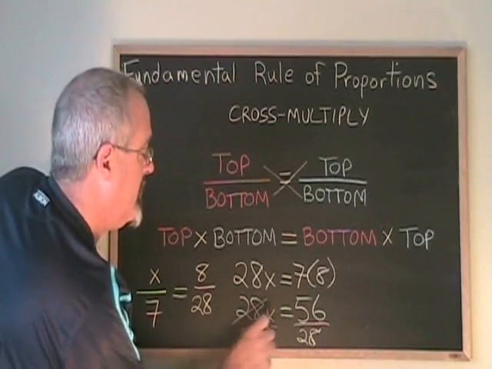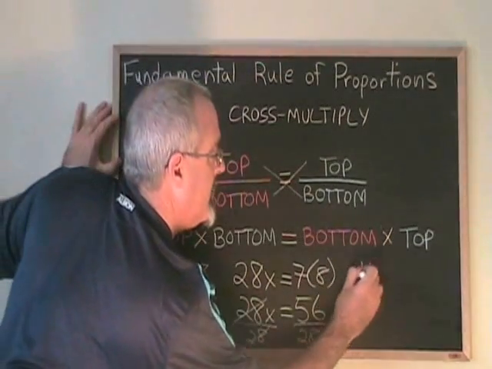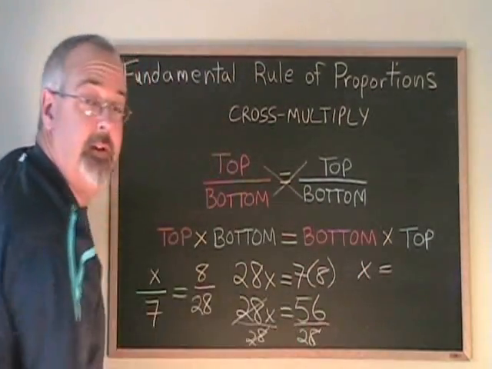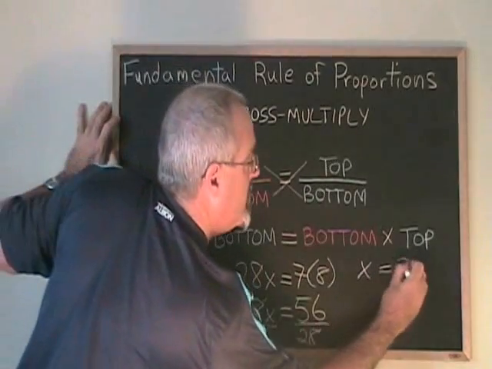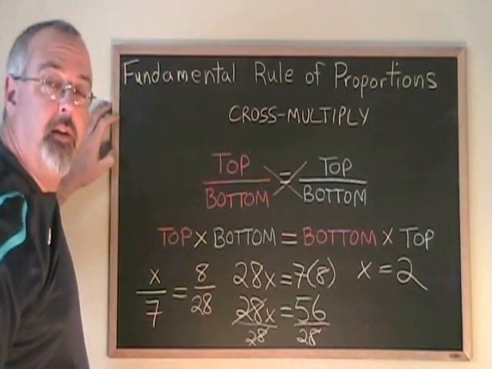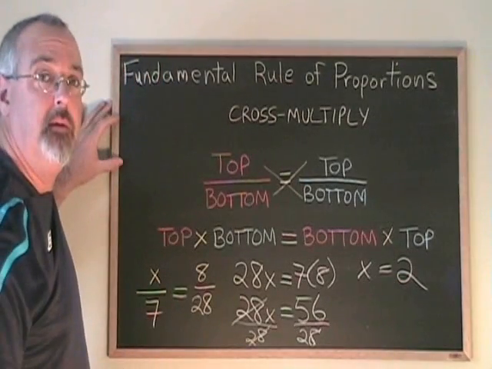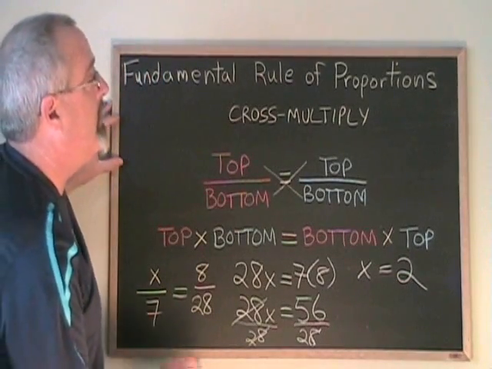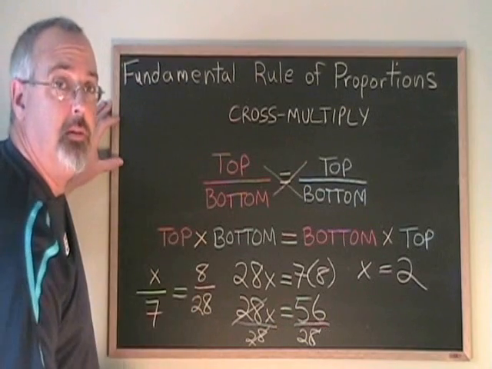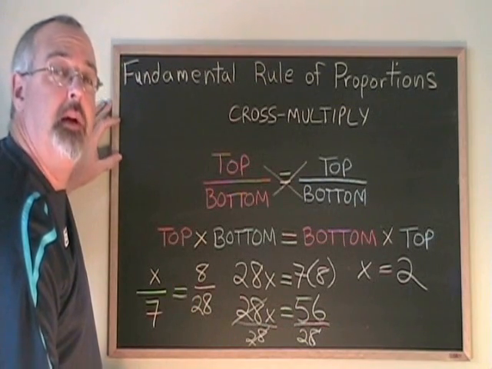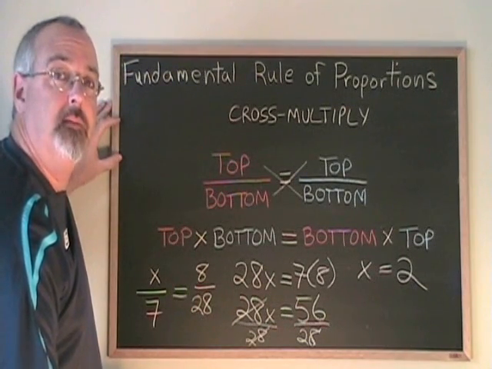I can cross out these. My x is isolated, and it's equal to 56 divided by 28, which is 2. We can verify that this is correct by plugging the 2 into the original proportion. So the fundamental rule of proportions simply means cross multiply. Top times bottom equals bottom times top.